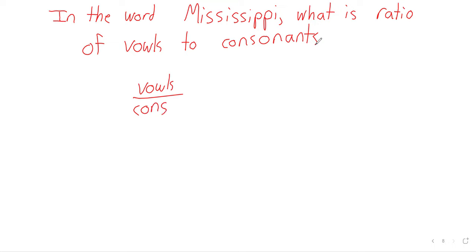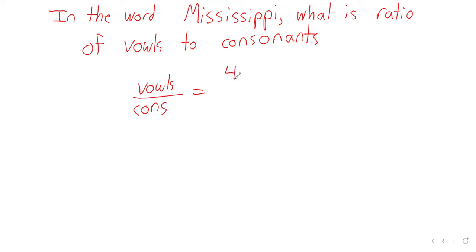I'll write this as a fraction and I'll put the number of vowels on top, just because it's vowels to consonants. I call this example kind of goofy, but maybe it's a nice example because it's straightforward, or relatively straightforward. How many vowels are in Mississippi?